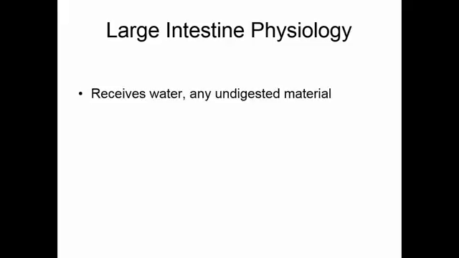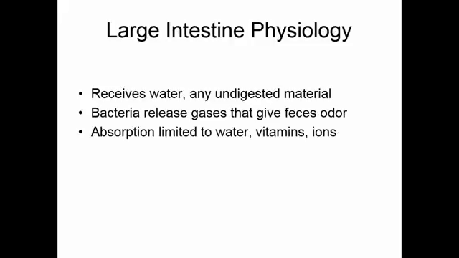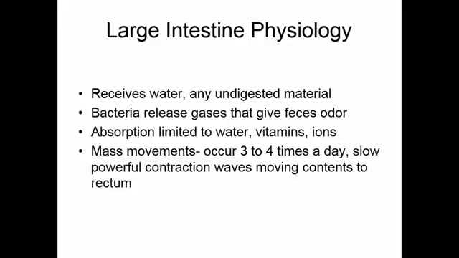The large intestine receives water and any undigested material. The bacteria that live here will sometimes break down that undigested material and produce gases. They also give the feces the odor. Absorption here is limited pretty much to water, vitamins, and ions. About 3 to 4 times a day there are mass movements. That is, there's broad peristaltic movement that moves material through the large intestine. These mass movements move the undigested material toward the rectum for elimination.